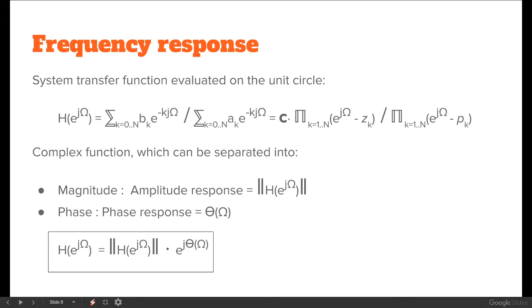So it's evaluated on the unit circle, and if you still remember something from yesterday, you should remember also that you can actually show the transfer function either as a rational polynomial of those sums, or you can also show it as the product of the roots: e to j omega minus zero point, divided by the product of e to j omega minus pk.